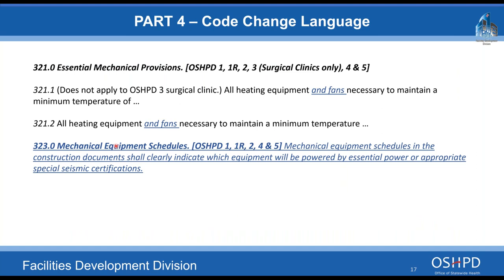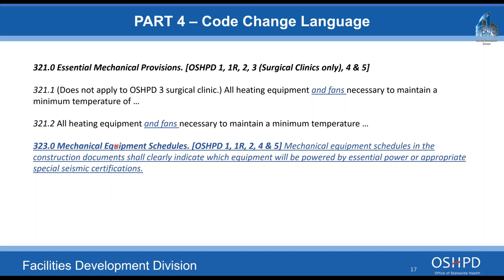Okay. With section 320.1, our language was really specific that we need heating equipment on essential power, but we didn't specifically state fans also. In most facilities, the fans are on essential power because they are used to pressurize different spaces. So in that case, there's a requirement for fans to be on essential power. In the rare instance that the fans may not be required to be on essential power, we're saying here that they still need to be on essential power in order to deliver the hot air. So that's all we're doing there. It's just a minor clarification.